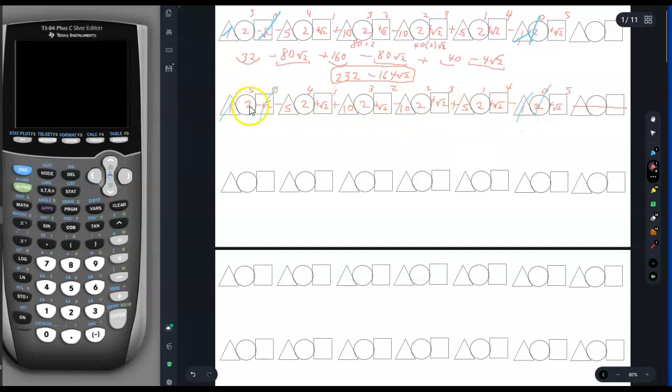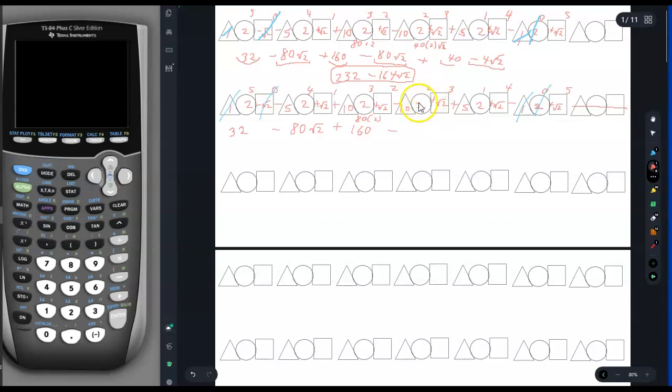Okay, and now let's do our simplification. 2 to the 5th is 32. 2 to the 4th is 16. 5 times 16 happens to be 80. Square root of 2 to the 1st is square root of 2. 2 cubed is 8. 8 times 10 is 80. Times square root of 2 squared is 2. So that would be 160.